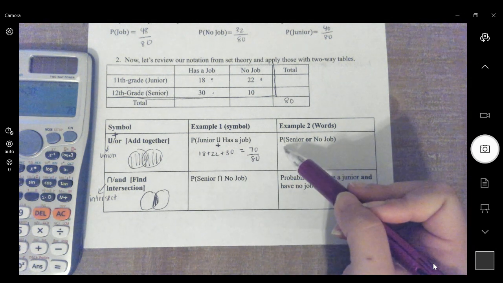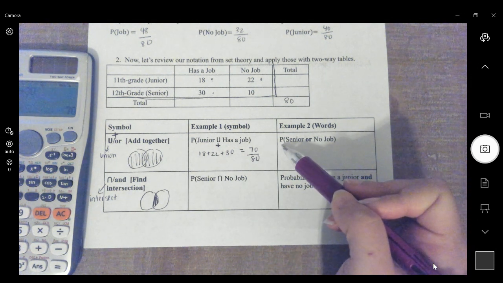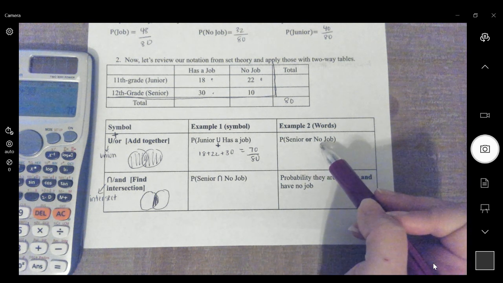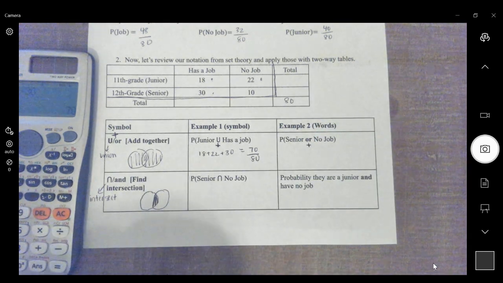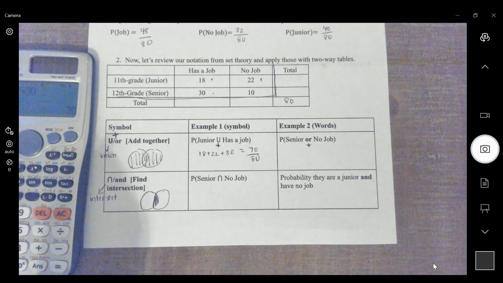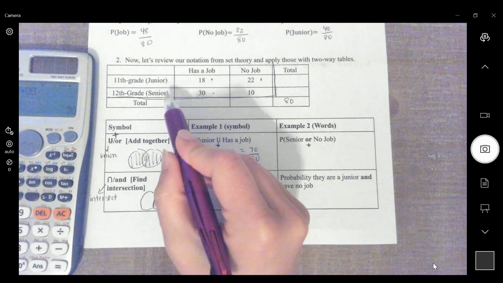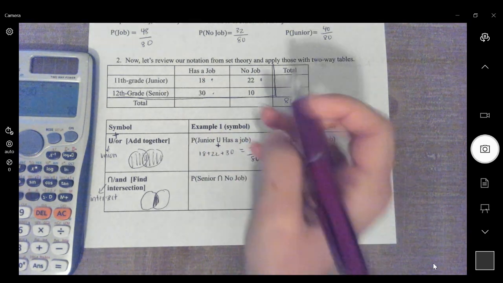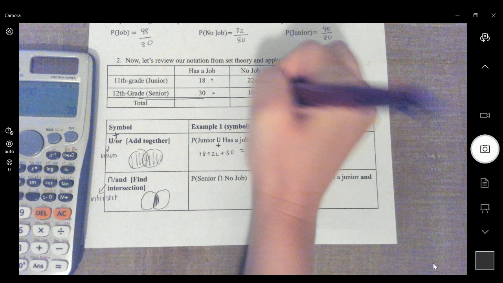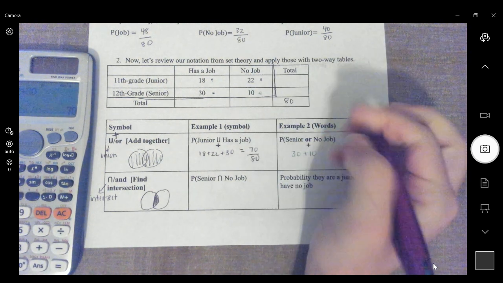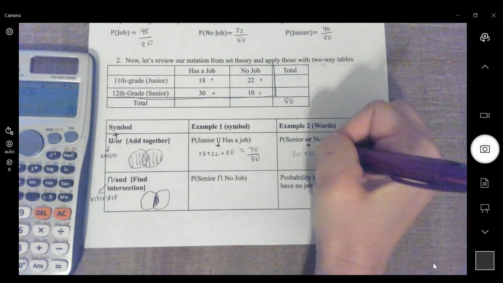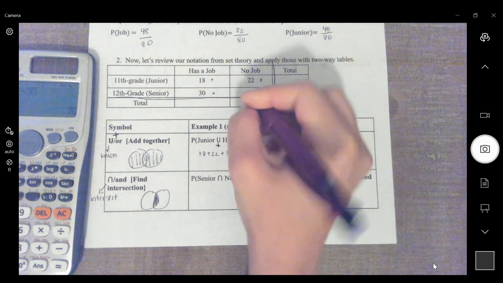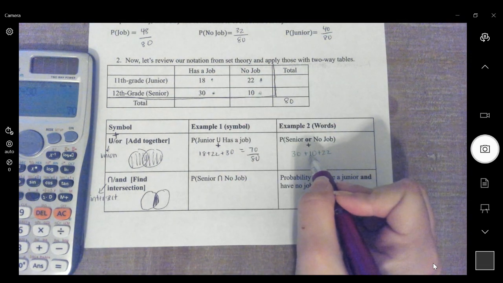Okay, so other example in words, find the probability that you select a senior or someone with no job. Okay, so union and or kind of mean the same thing. We want to find all the people that are either seniors or have no jobs. Okay, and we're adding those people together. So go to seniors first. So seniors, we have 30 plus 10. Okay, plus anyone that has no job. So we have 22 right here. And then another 10, but we have already counted those 10, so don't write it down again.